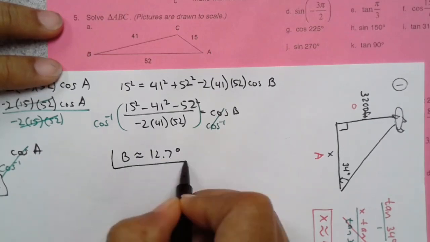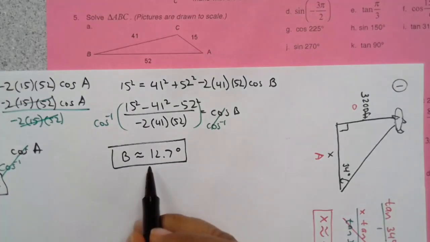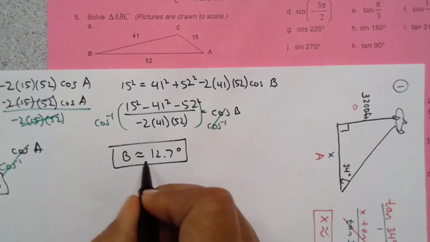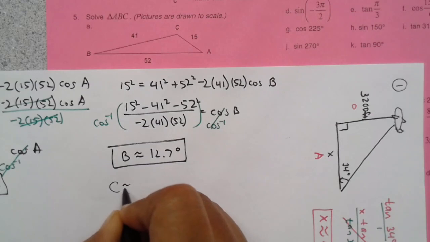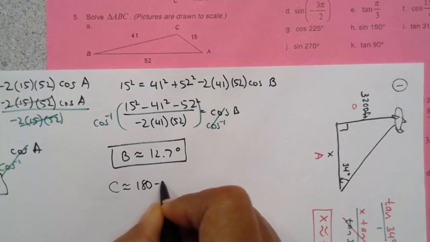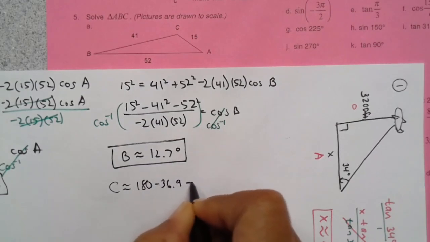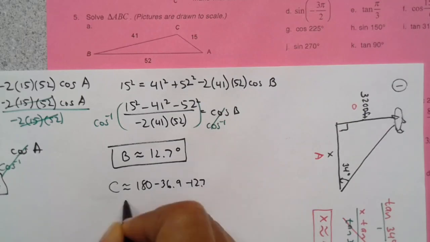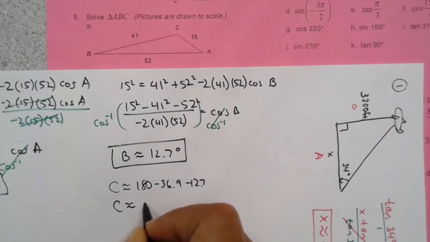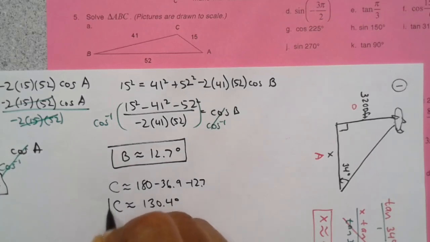Okay, and you don't have to do this a third time because I have these two angles. If you just add these up and subtract it from 180, that'll get you C. 180 minus the 36.9 and the 12.7. And this is going to get us angle C, which is approximately 130.4 degrees.